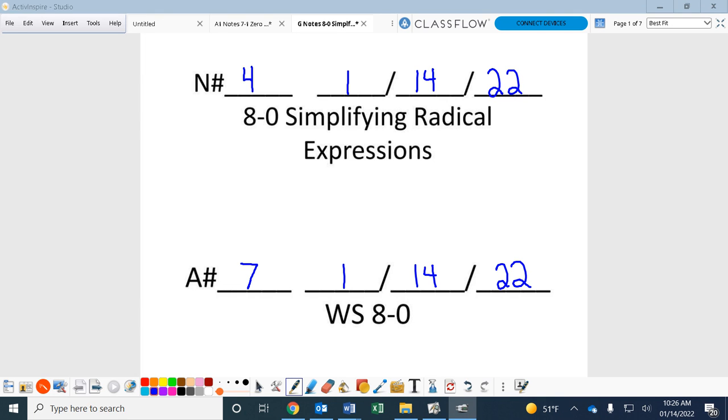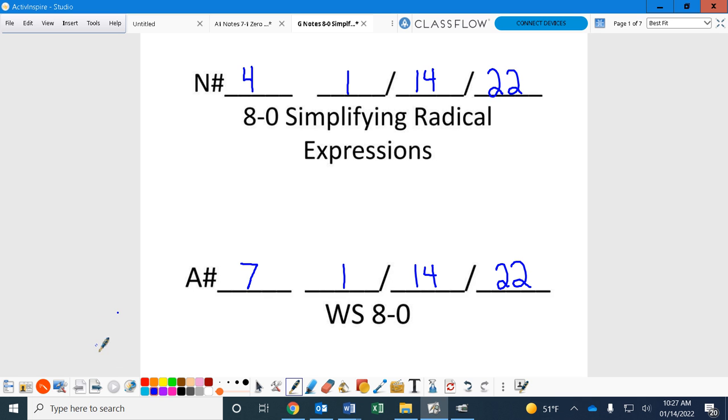This is the section on algebra-based review. It is 8-0 because it's not really in this book. It's a review of a concept that you've had before. Actually, my other class seemed to grab a hold of this and do very well. We'll see how it goes for y'all. Let me know if you have any trouble, if you have any questions, anything about it. And let's go ahead and get started.